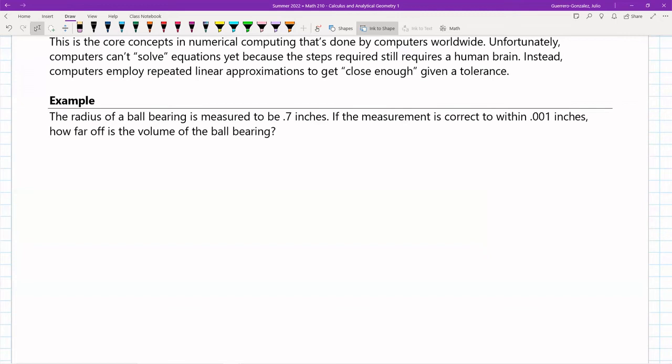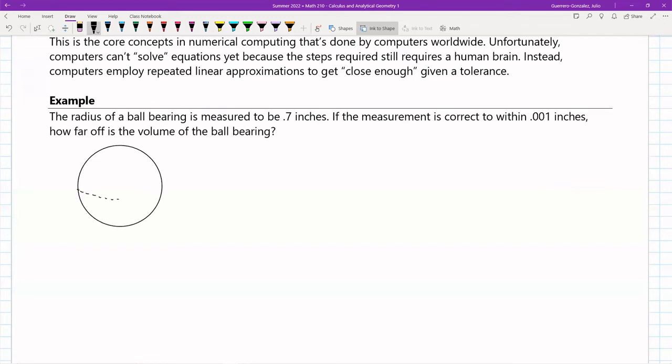Okay. If we can determine that measurement is correct to within 0.001 inches, how far off is our volume going to be? All of this just needs a little basic idea of the differential and then some derivatives here and there. So we know that, let's say the ball bearing, but let me draw a picture of what we're doing here.